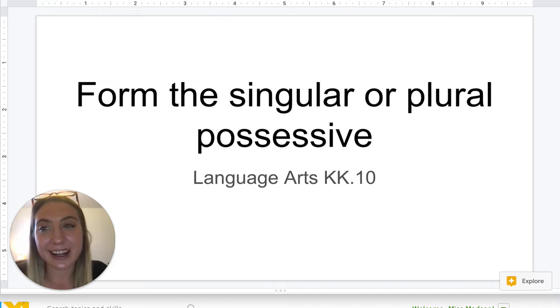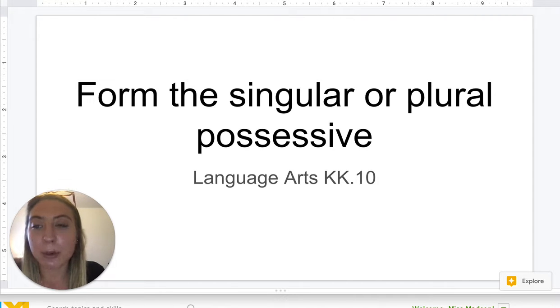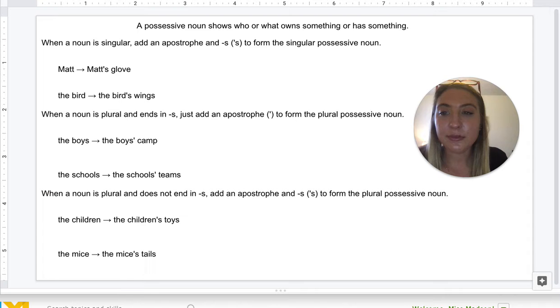Alright, hello third grade. Yesterday we learned how to identify singular or possessive nouns in a sentence, but today we're going to work on forming the singular or possessive nouns. So remember from what we learned yesterday, and let's go back to yesterday's slide.